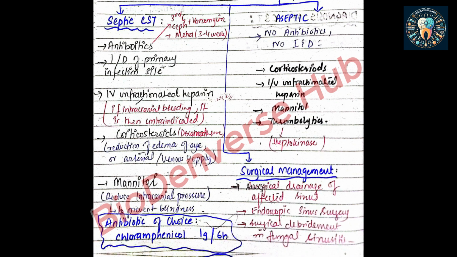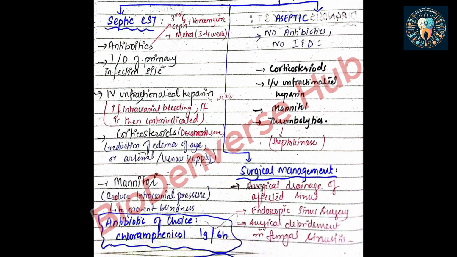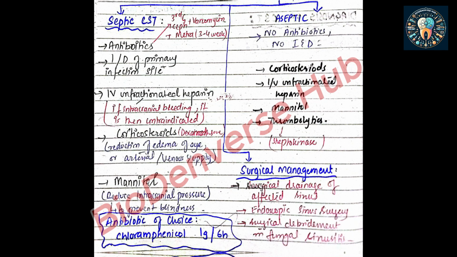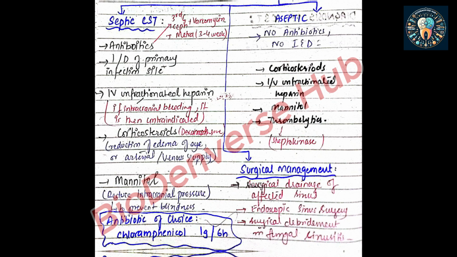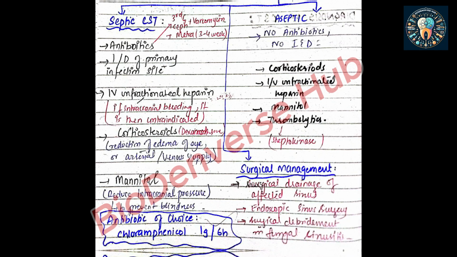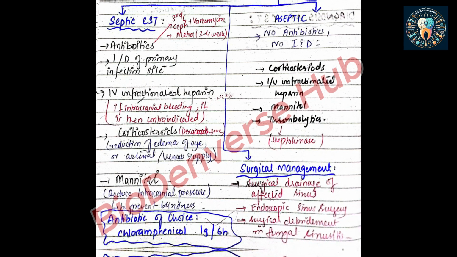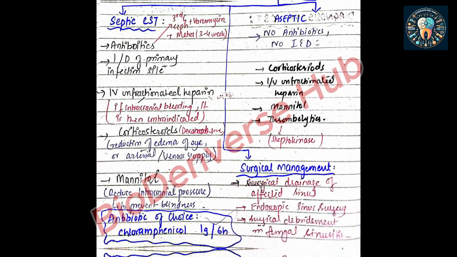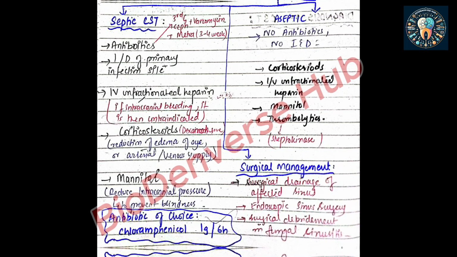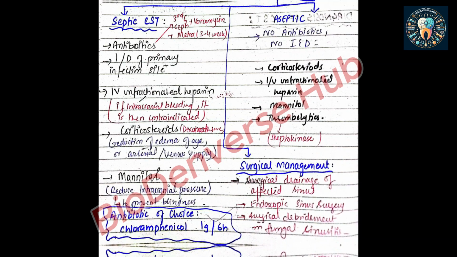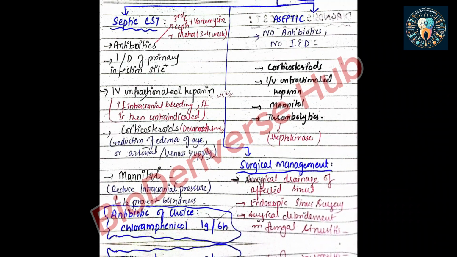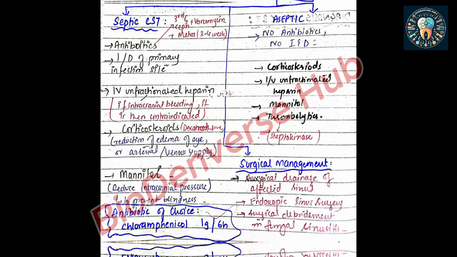But again, you need to be cautious with regard to any intracranial bleeding, so it is contraindicated in that case. Then mannitol is given to reduce the intracranial pressure and in order to prevent blindness. And after that, you can also give some thrombolytics, such as streptokinase. So this was for the aseptic one.